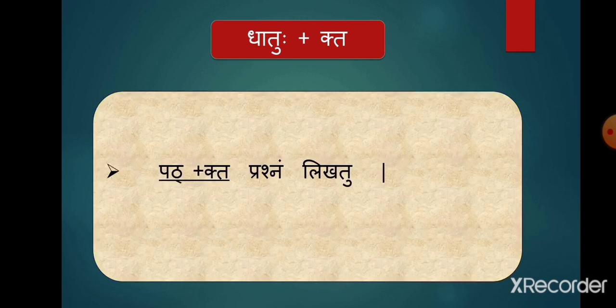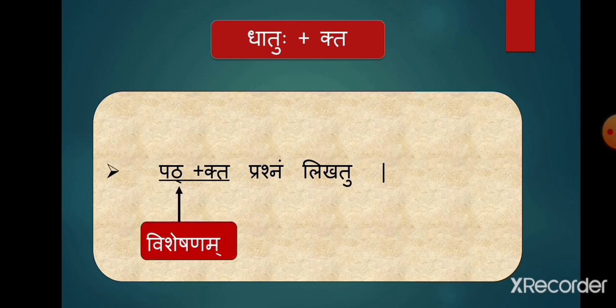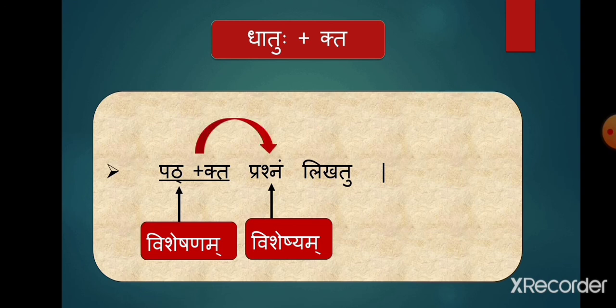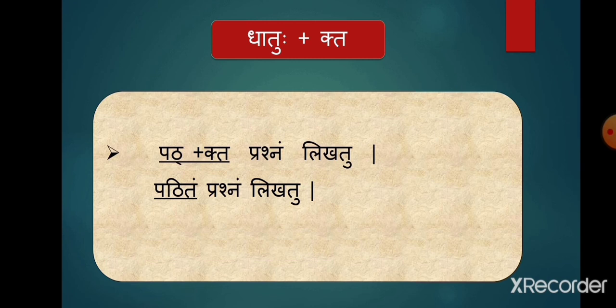Pat plus kta prashnam likhatu. Here, the form of pat plus kta pratyaya is the visheshanam of the word prashnam. The word prashnam is used in pullingam dvitiya vibhaktihi ekavachanam. So pat plus kta pratyaya form will also be used in pullingam dvitiya vibhaktihi ekavachanam. And thus we get the answer Pathitam prashnam likhatu. I hope you have understood it.